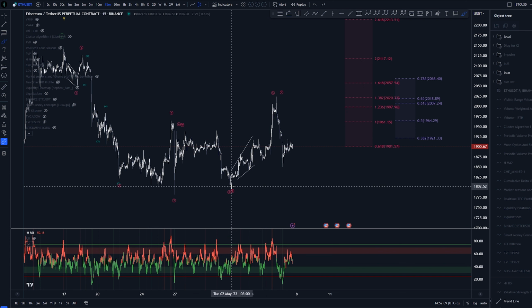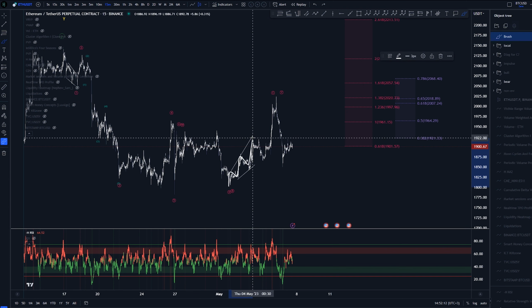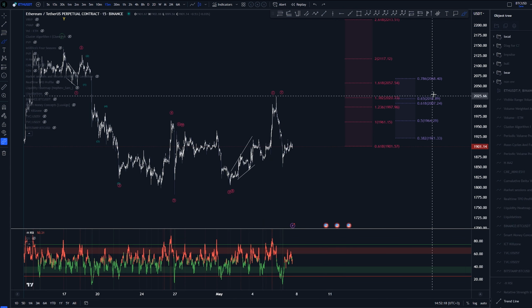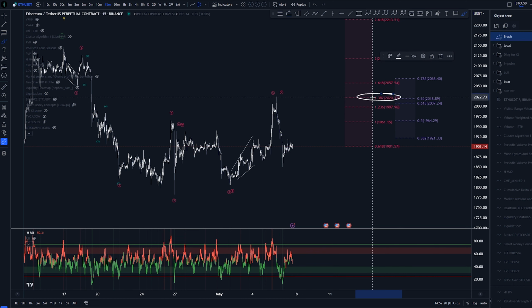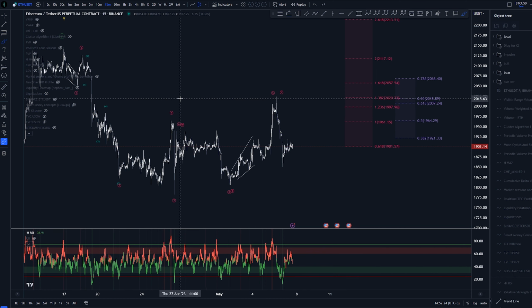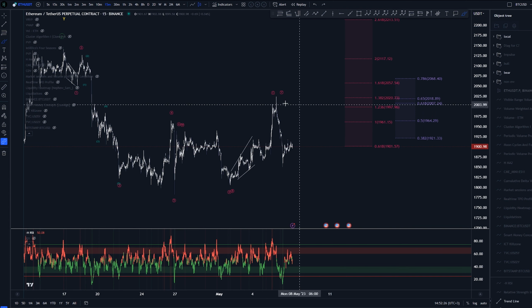WXY is a bit better in my opinion, since we had this potential expanding diagonal three ways back and 1, 2, 3, 4, 5. A very clear three-way structure here, right into the extension targets that we had, 1.382 and 0.5 or 0.618, the golden pocket basically here. Those were lining up very well, and guess what?